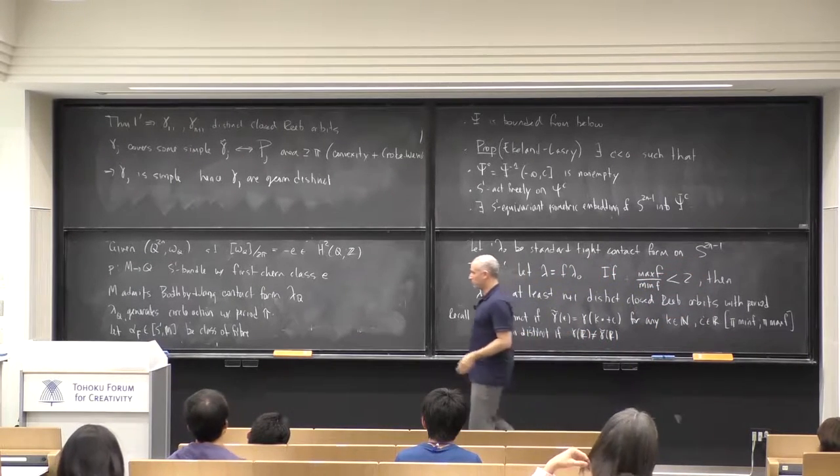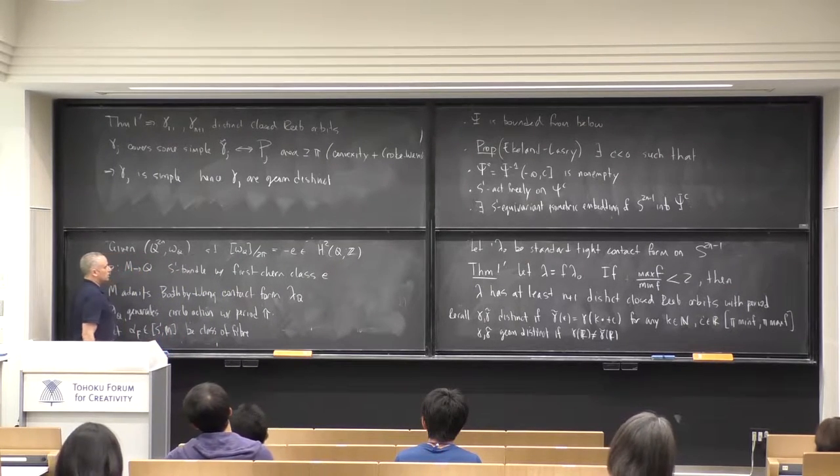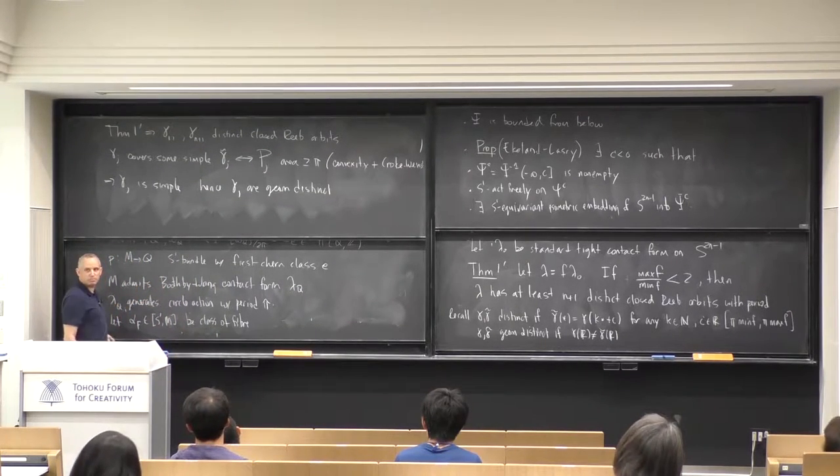Okay. So this generalizes the setup of starting with the standard tight contact form on S^(2n-1). We have a similar type of Reeb dynamics. All of the orbits are closed. And we're going to prove a similar type of statement.